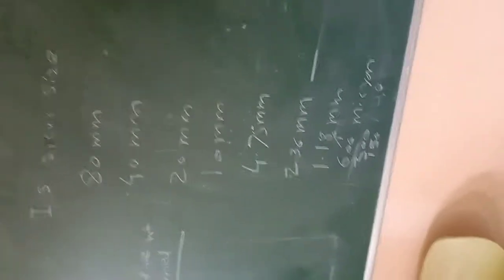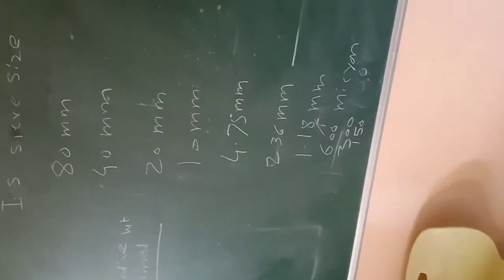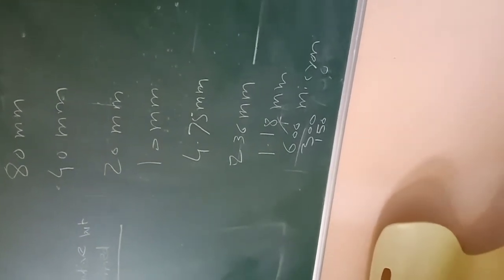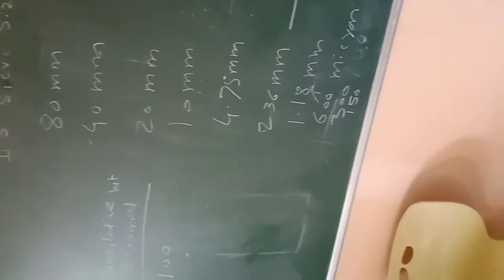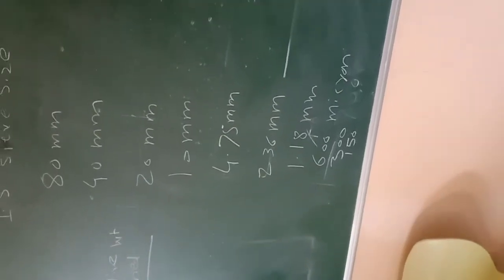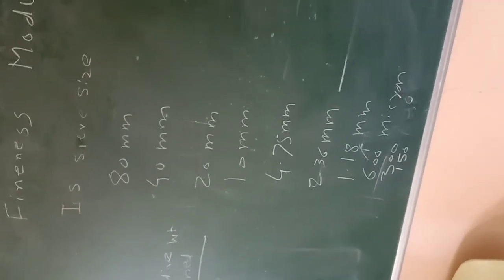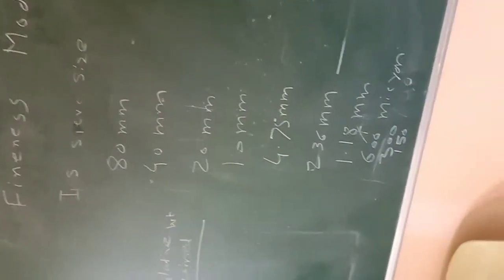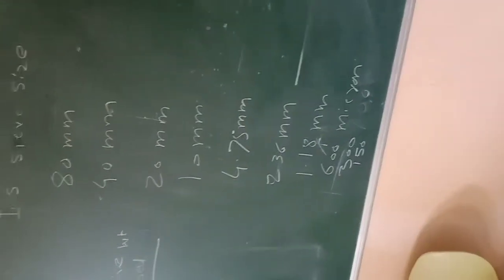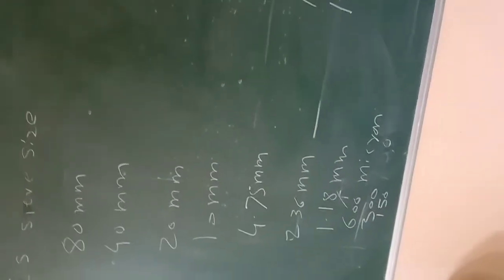For sieve analysis of coarse aggregate, these are the sieves we are going to use: 80 mm, 40 mm, 20 mm, 10 mm, 4.75 mm, 2.36 mm, 1.18 mm, 600 micron, 300 micron, and 150 micron. If there is any material less than 150 micron, we have to place it under this 150 micron sieve. These are the sieves we have to use to calculate the fineness modulus of coarse aggregate, and we have to arrange them in this order only, as I have written here on the blackboard. Now I will show you the sieves.